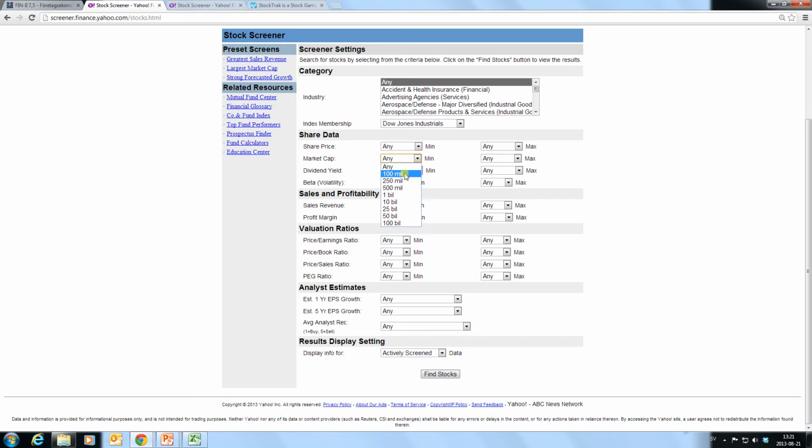And then if I want a company that has quite a high market value, then I could choose the market capitalization to be at least $10 billion or at least $25 billion or whatever number I would like. Or I can also say that maybe I'm only interested in companies with a quite small value on the market, and then I can choose a max value that's fairly low.